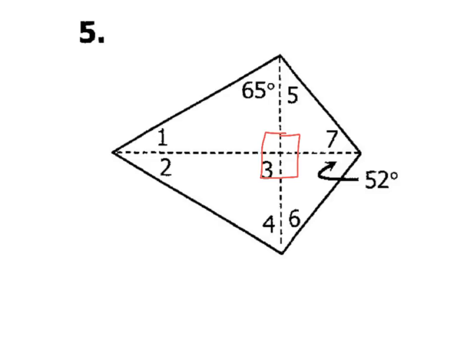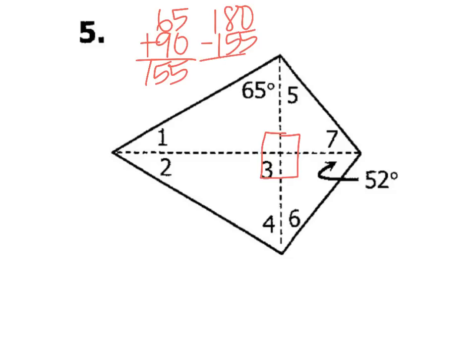Now we want to look at what we know. If this is 65 and this is 90, we can add these two together, subtract from 180, and that's going to give us the measure of angle 1. So 65 plus 90 gives us 155. 180 minus 155 gives us 25. So the measure of angle 1 is 25 degrees.